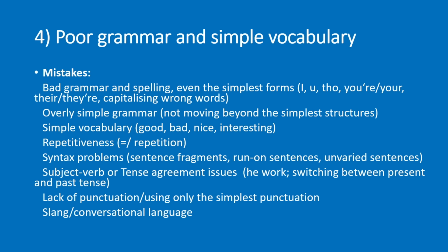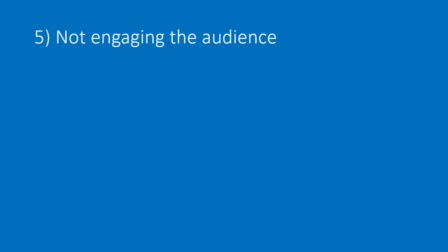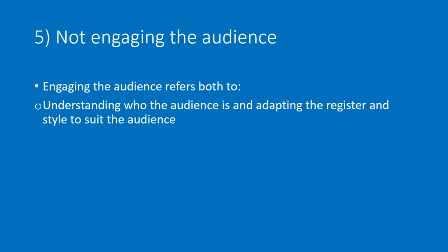admit. The next mistake is not engaging the audience. Engaging the audience refers to two things at the same time. The first is rather obvious. You need to correctly identify the audience and adapt your register and style to suit it. Your writing will be very different if you're writing for other teenagers than if you're writing for senior citizens, for example. The next point is a little more nuanced, however.